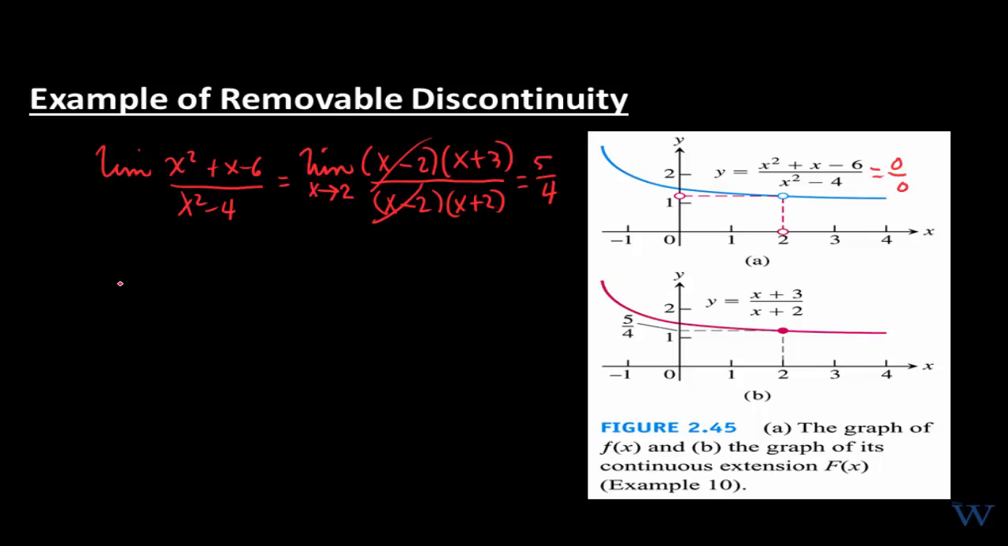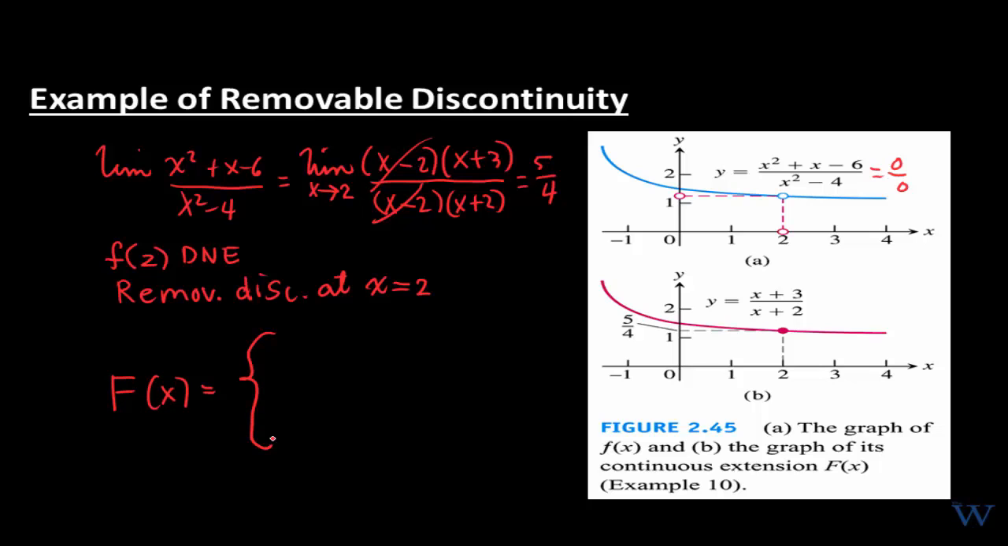Well, the problem is, is this function continuous? What is our f of 2? We said that it does not exist. But the limit does exist, and it's equal to 5 over 4. And what type of discontinuity? It's a removable discontinuity at x equal to 2. So to remedy the situation, we have to redefine. We define a function, capital F of x, and whenever x is equal to 2, we let it be equal to 5 over 4.